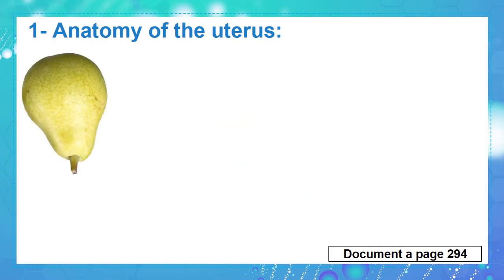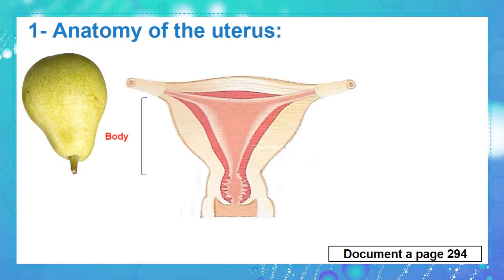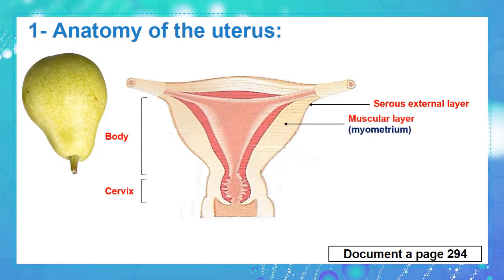It has both the shape and the size of an upside-down pear. It is formed of an upper wide part, the body, and a lower narrow part, the cervix. Document A of your books shows a longitudinal section of the uterus. The body is formed of a serous external layer. A muscular layer called the myometrium plays an important role in pregnancy because it is elastic, and during delivery because it contracts.